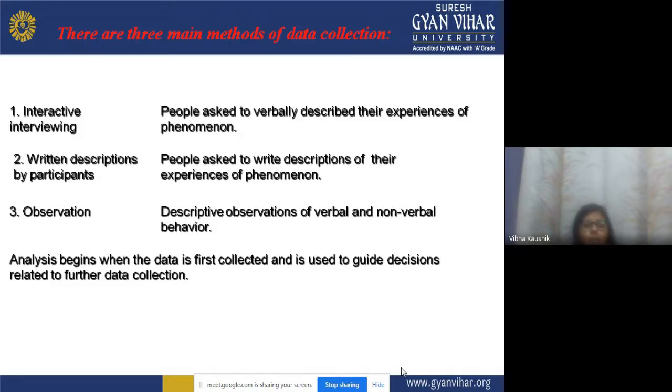Writing descriptions by participants: people are asked to write descriptions of their experiences of the phenomenon. Here we are asking the people to write descriptions of their experiences related to that phenomenon. Observation: descriptive observation of verbal and non-verbal behavior. Here we are making an observation of the verbal and non-verbal behavior of the different participants or individuals.